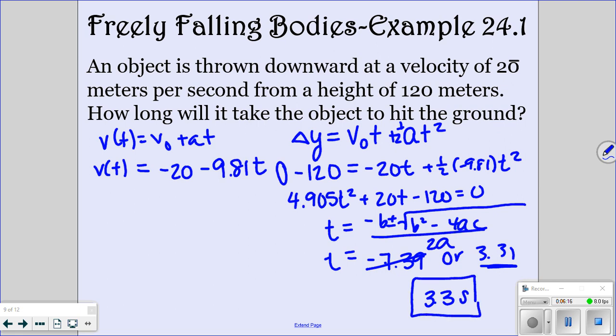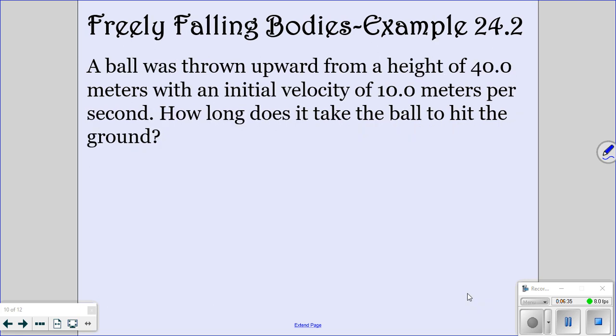So that would be your answer for how long it'll take to hit the ground. If you are taking calculus, if we haven't already done this, then we will be doing this before too much longer in calculus. So it'll give you a little bit of extra practice. So let's look at another example.